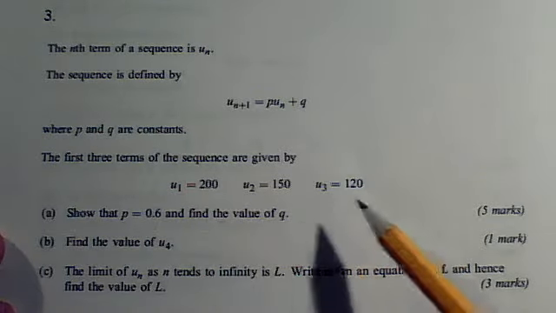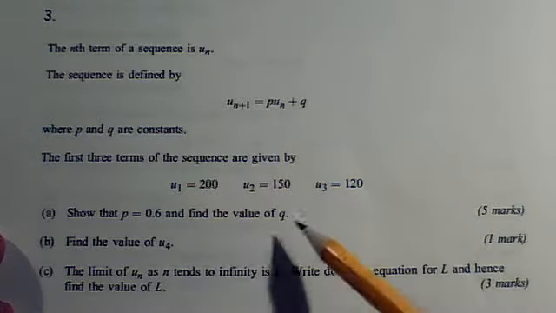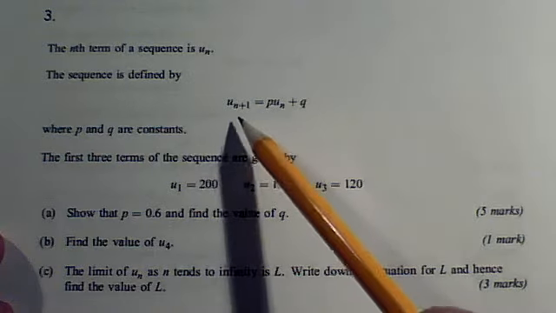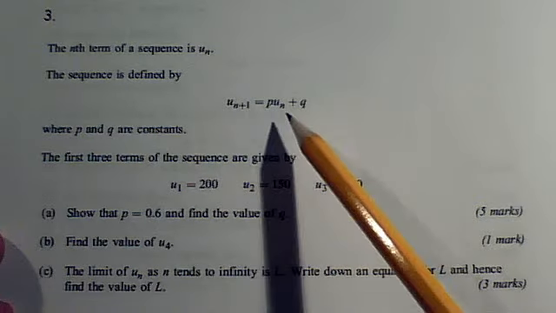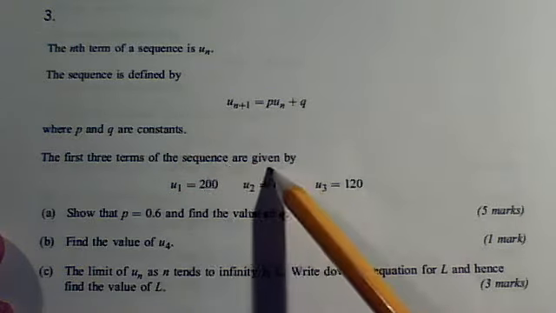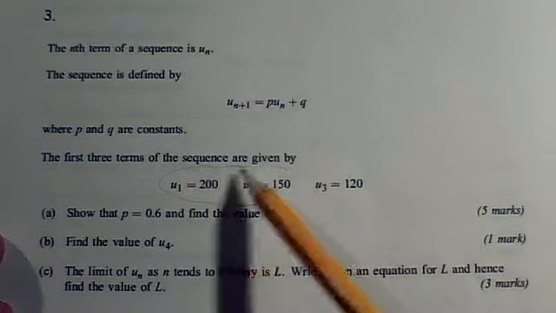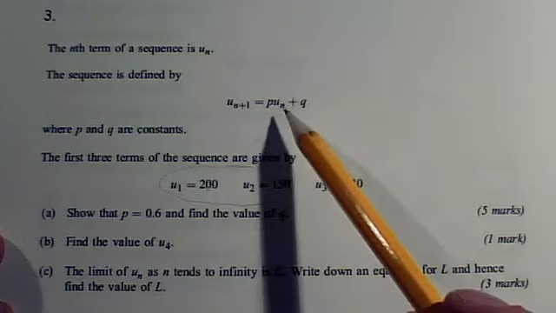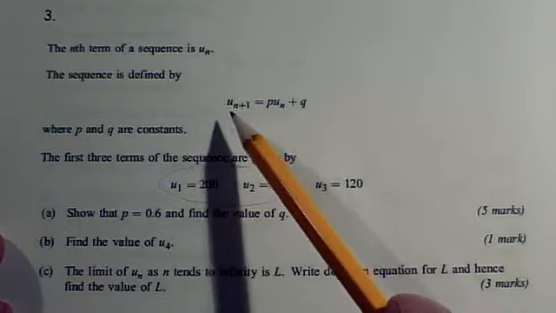So what we need to do is find some way of applying all the information we're given, and the way to do that is to say that this tells us how to get the next term when you know the term before it. So we can do that twice. We can do it first time with u1 and u2. When you put u1, 200, into this expression, the answer for that must be u2.